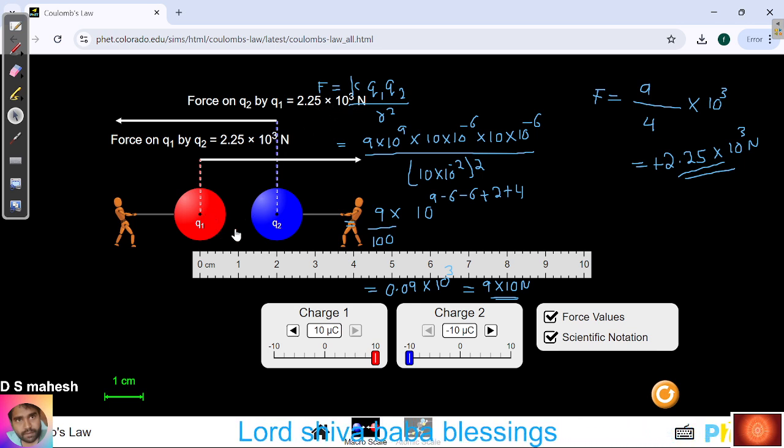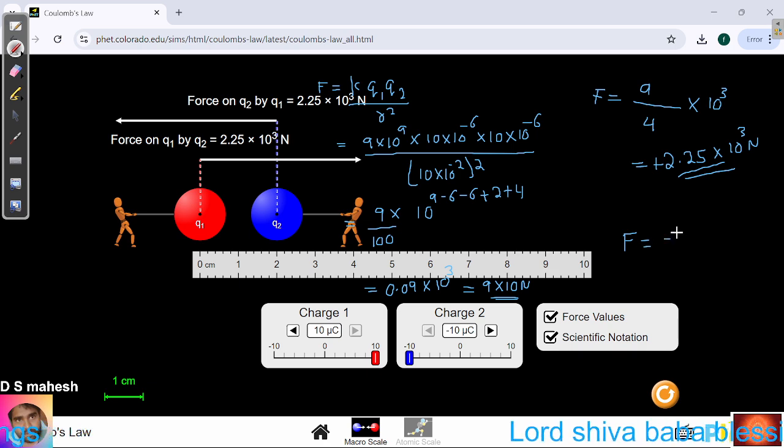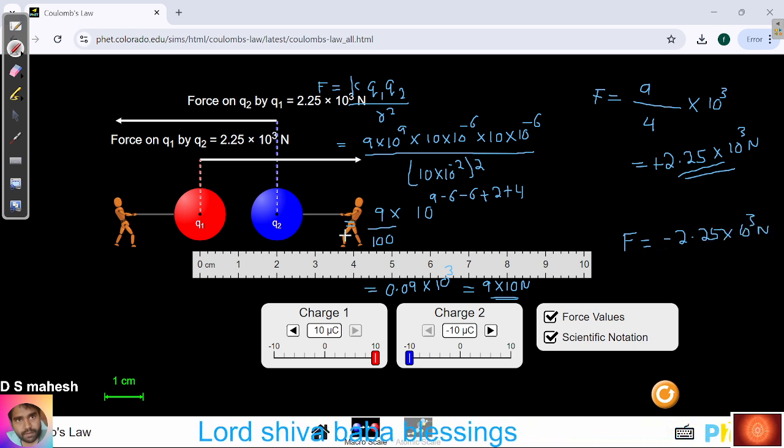So now since both of them are unlike charges, there is a force of attraction, and in the answer you will be getting, since one of them is negative, force is equal to minus 2.25 into 10 to the power of 3 newtons, where negative indicates there is a force of attraction. So this is the concept which you need to understand while solving Coulomb's law, and the force is along the line joining the two charges.